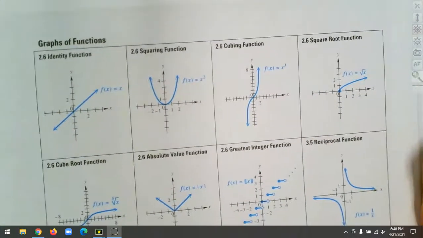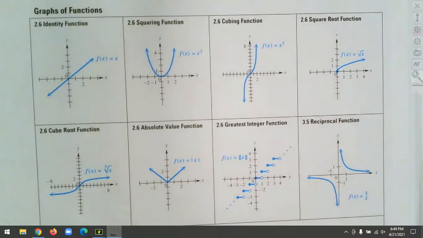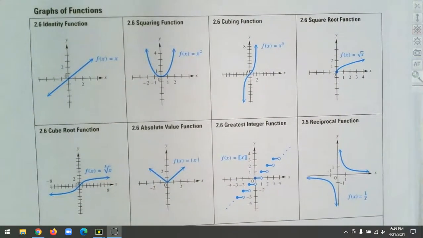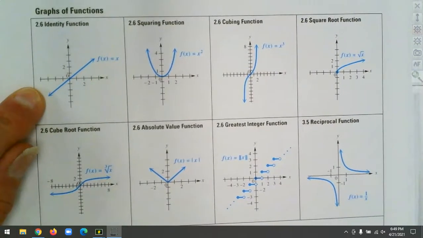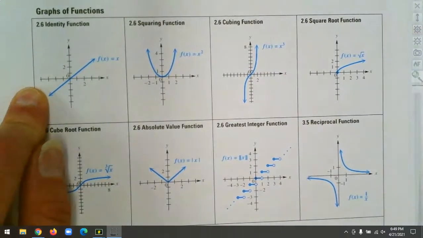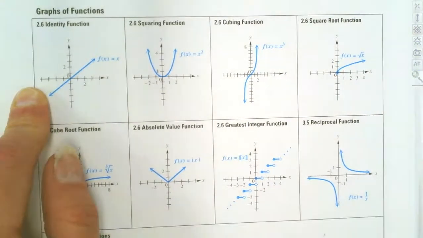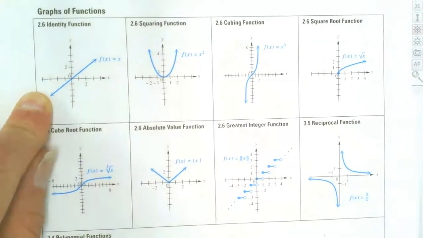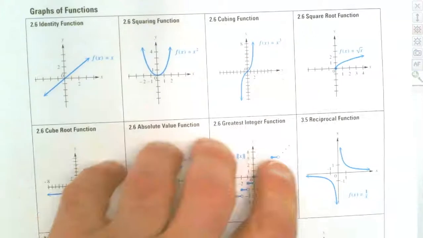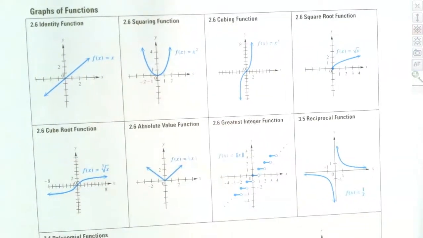When we go to graph things that are not lines, we have basic graphs in the back cover of our textbook here. As you can see, they're not lines. The first one is the identity, and that's what we covered in previous sections. We covered how to graph lines. So we already covered that. Today we're going to go over again quickly what we did last week with how to graph these nonlinear functions.